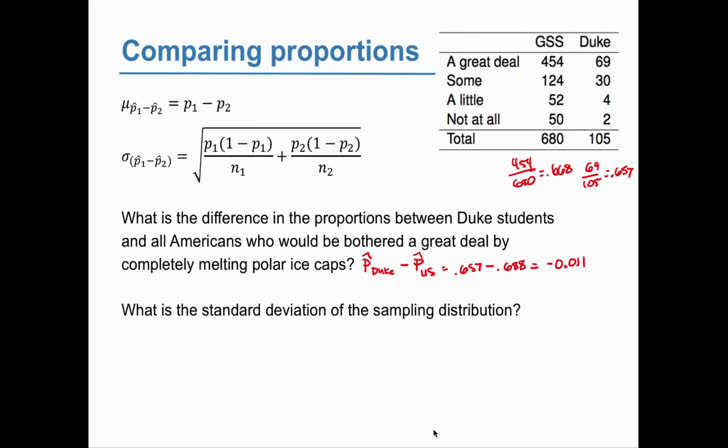The standard deviation of the sampling distribution is going to be a little bit trickier, but we'll plug this in here. And so that's going to be the square root of 0.668 times 0.332 over 680 plus 0.657 times 0.343 over 105, and that ends up to be about 0.05.